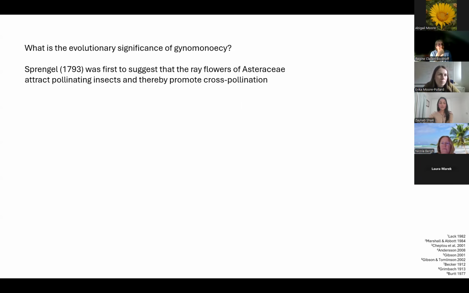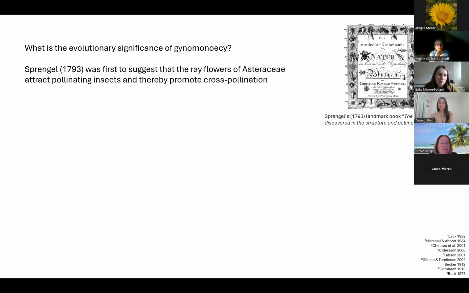One of the earliest theories was put forth by Christian Conrad Sprengel, and he hypothesized that the attractive petaloid rays of Asteraceae are important in attracting pollinating insects and thereby promoting cross-pollination. This is something Darwin actually writes about in The Origin. He describes Sprengel's work as highly probable.